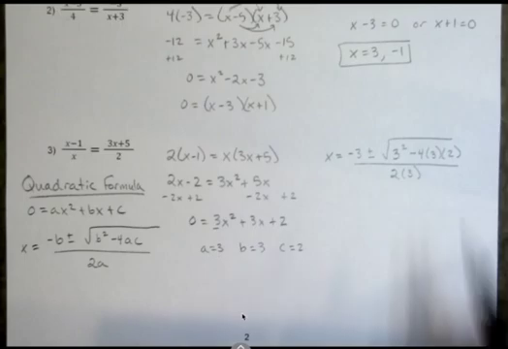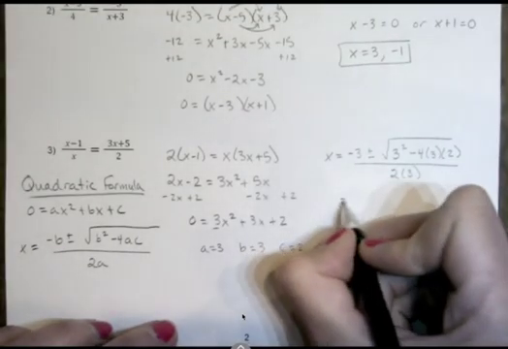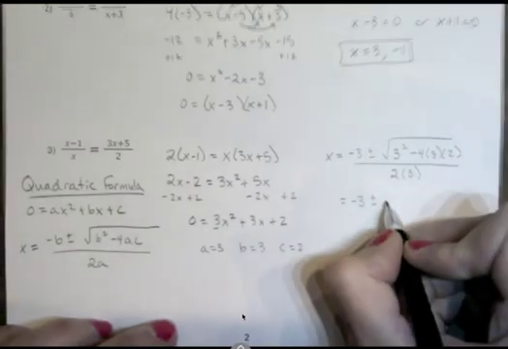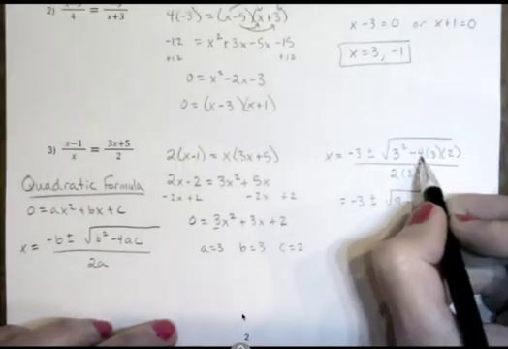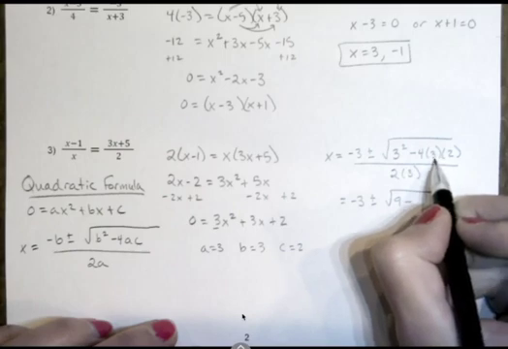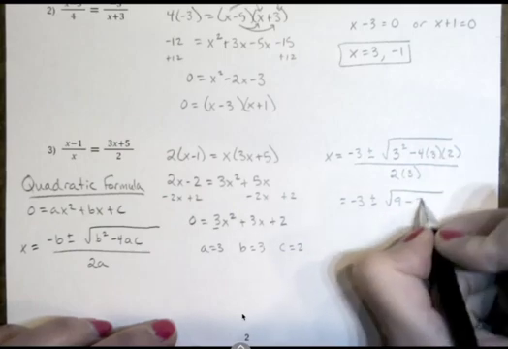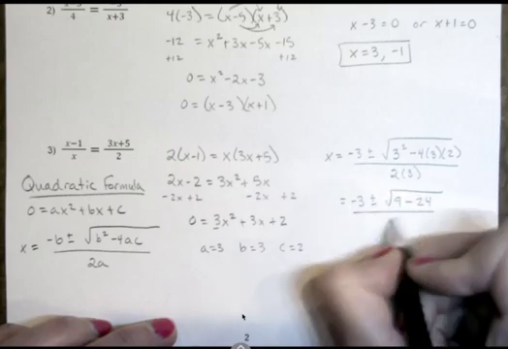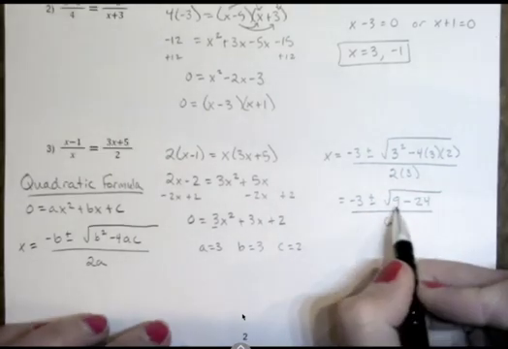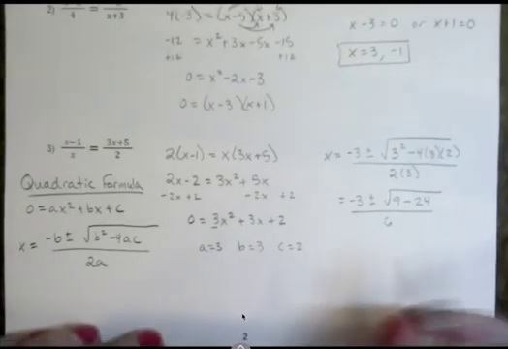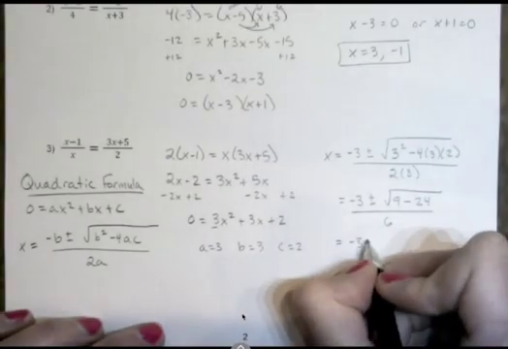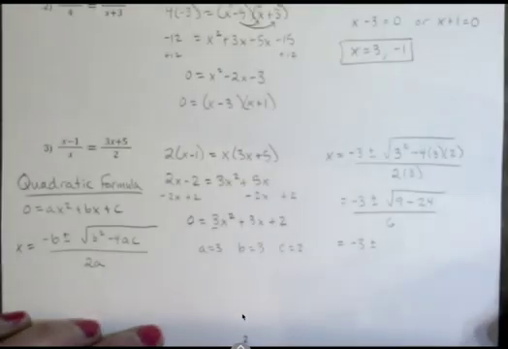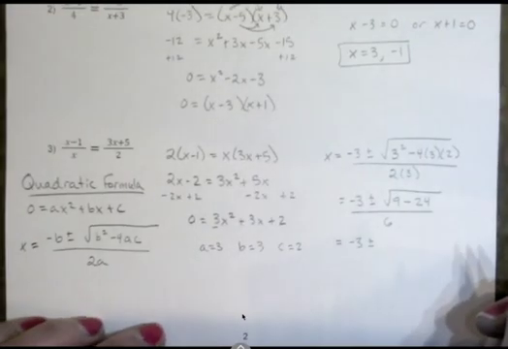What I'm going to do is simplify what's underneath the square root first. So we've got still that negative 3 plus or minus. Out here I've got 3 squared is 9, minus 4 times 3 is 12, times 2 is 24, all over 2 times 3 is 6. 9 minus 24 is negative 15.